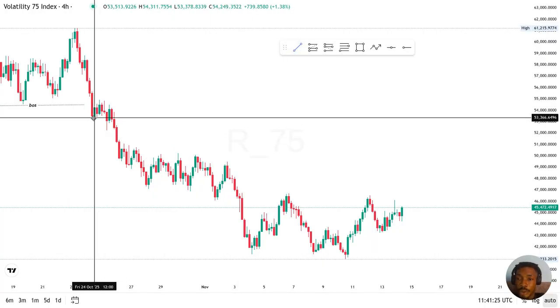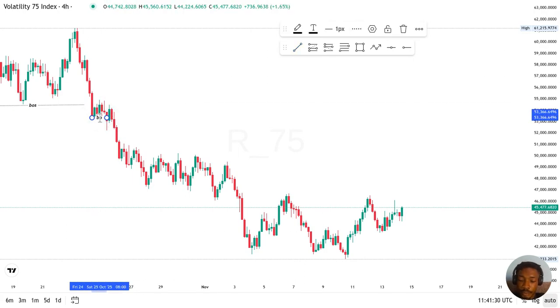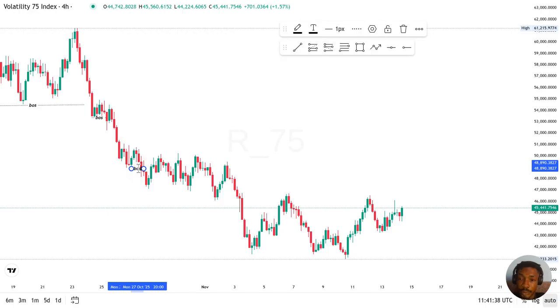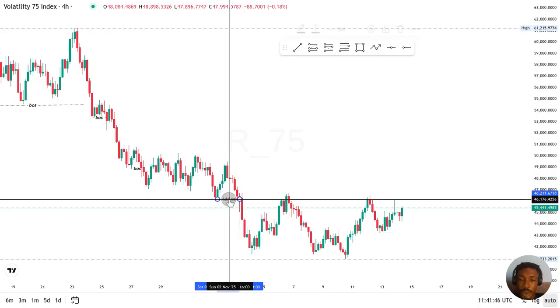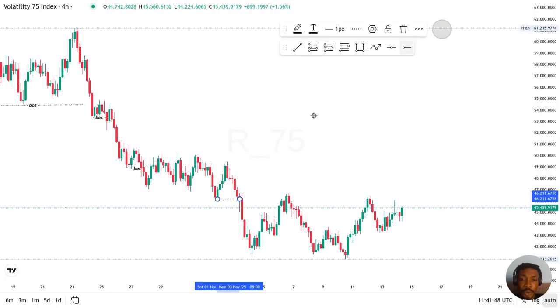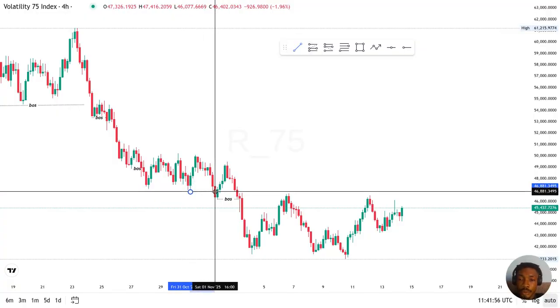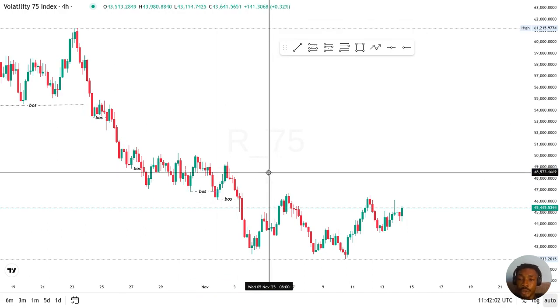Same here, same here. It's just an example. I'm just showing you guys. We also have another one here. Yeah. So these ones are just internal break of structures.